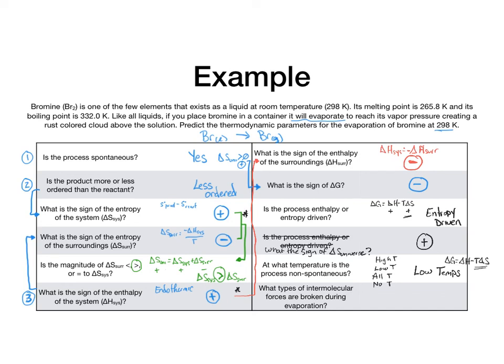And then the last question is a question thinking back to the beginning of the semester. Bromine, oh, I missed the subscript 2 up here. Bromine, Br2, is a nonpolar molecule, and so that means that the only intermolecular forces that it has are London dispersion forces.